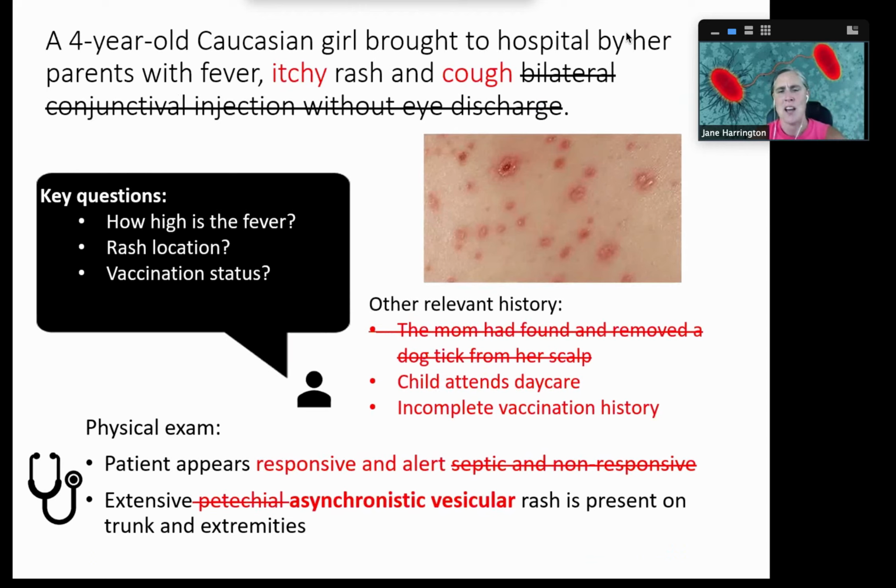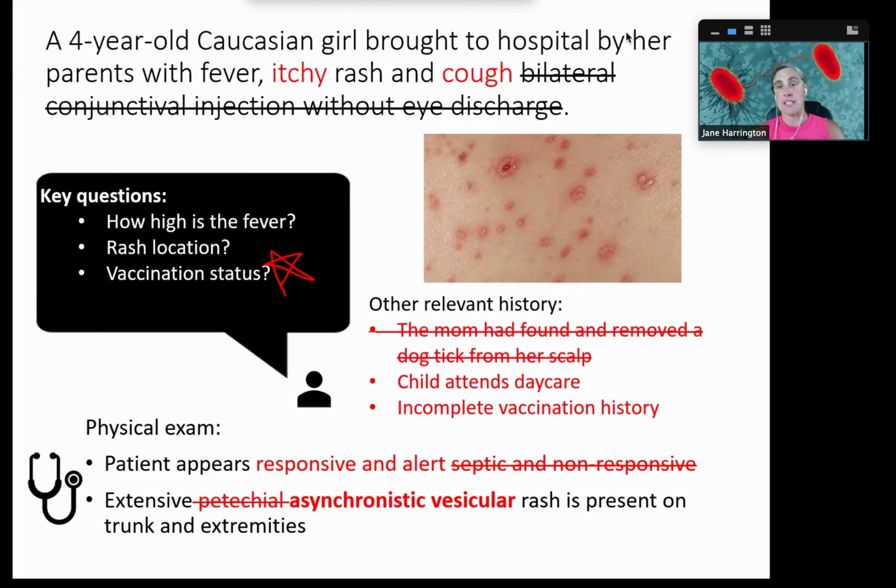just changes. The child attends daycare, has incomplete vaccination history, i.e. has not been vaccinated. So vaccination status, that's a really important clue whenever we're talking about these different, especially viral exanthems. The patient appears responsive and alert, and so it's not a septic infection. We see this asynchronistic vesicular rash is present. So very much pay attention to petechial, maculopapular versus vesicular.